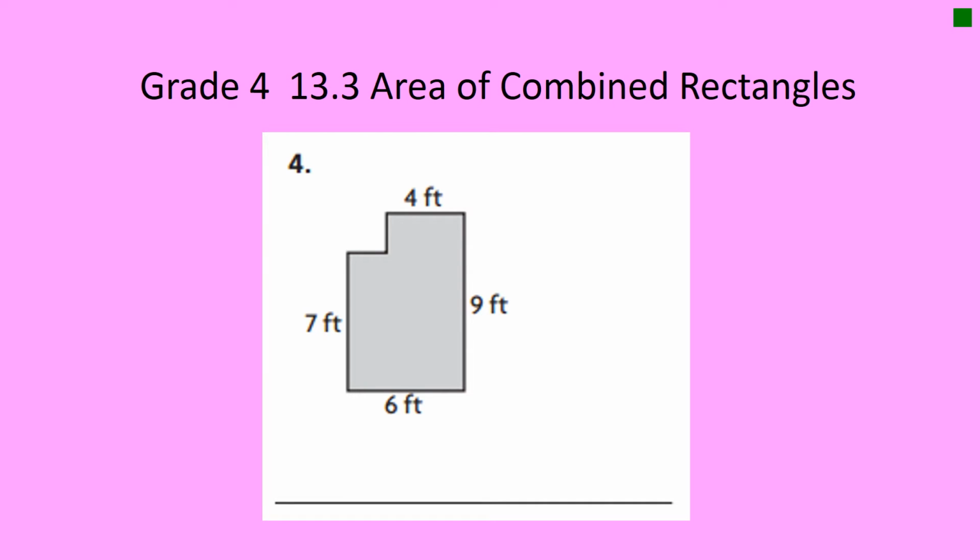We're on chapter 13, lesson 3, and this lesson is called Area of Combined Rectangles. All right, now combined, kind of, put together. When you combine things, you put them together. Of course, you know what rectangles are, right? So when we look at number 4, the directions say, find the area of the combined rectangles.